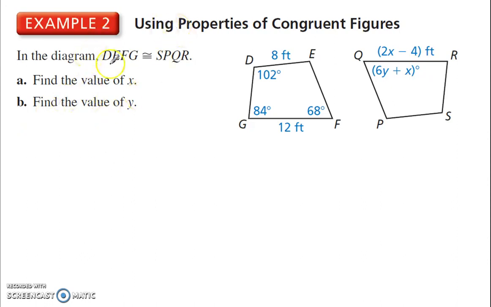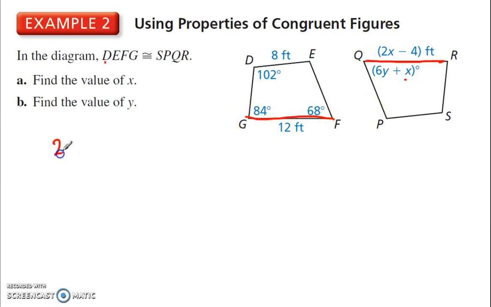All right. Using properties of congruent figures, we know that these two polygons are congruent. That means all their angles and corresponding sides are congruent. The measures are equal. So find the value of x. This right here has y and x. So I can't start there. I need to start where we only have one variable. So QR corresponds to, if I turn this around, corresponds to GF.